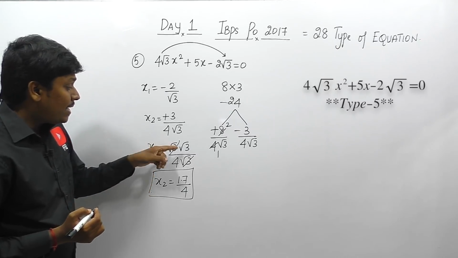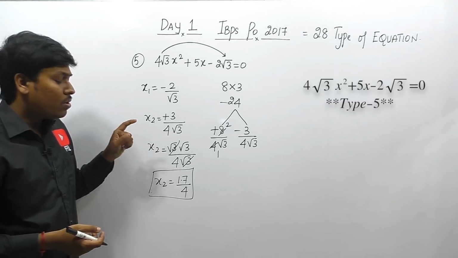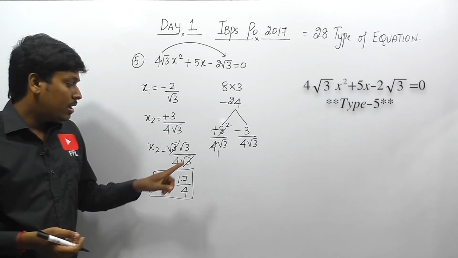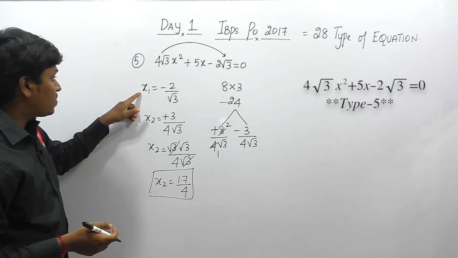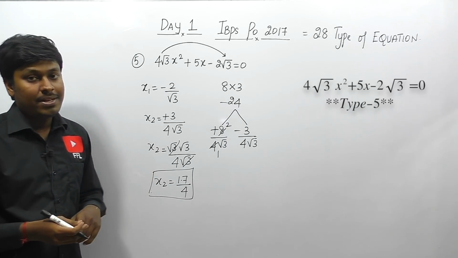So friends, don't take the approximation as 1, because in some cases you will make a mistake. For root 2, take 1.4. For root 3, take 1.7. So finally we got the factor of x1 will be minus 2 divided by root 3, and x2 will be 1.7 divided by 4.